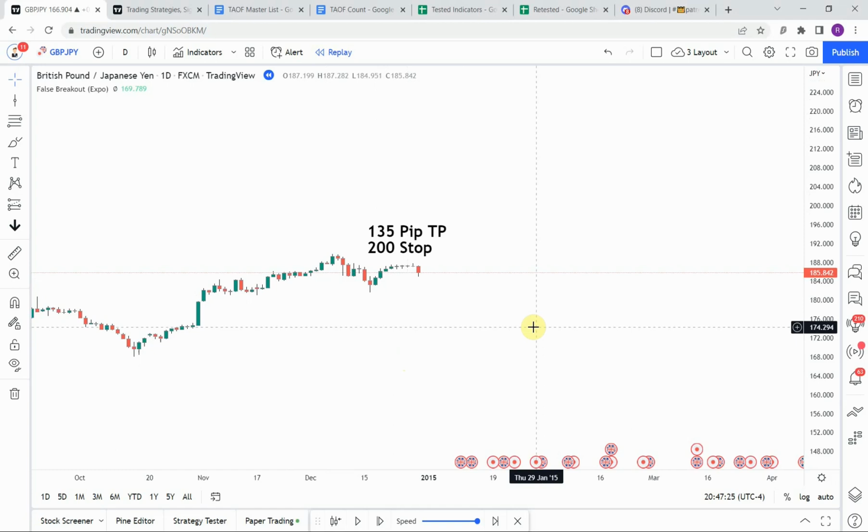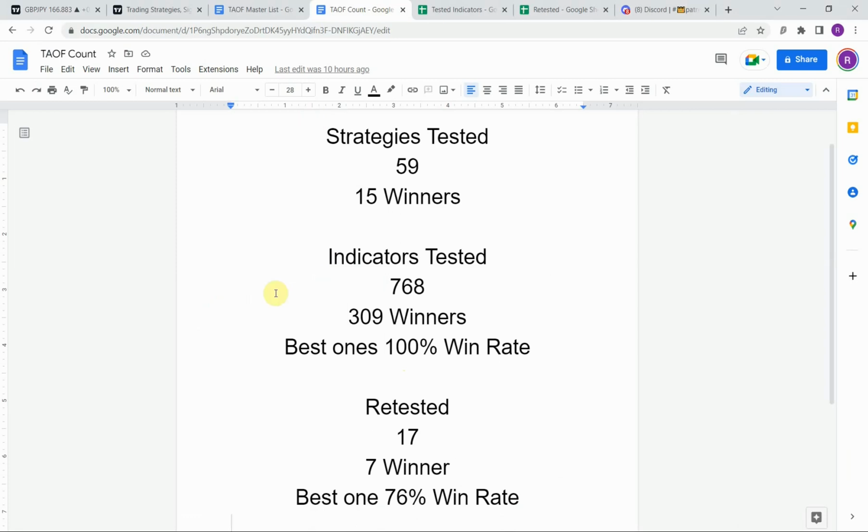Alright, as I said, today we will be testing the false breakout indicator. Before we do though, I wanted to put the testing scoreboard up for everyone to see. So to date, we have tested a total of 59 different strategies, with 15 of them being profitable. We've also tested a total of 768 indicators, with 309 of them being winners. The best ones so far were able to achieve a 100% win rate. Now you need to go back and watch those videos to understand the context of how they were able to achieve that. So go back and watch those videos and see what you can get out of those winning indicators.